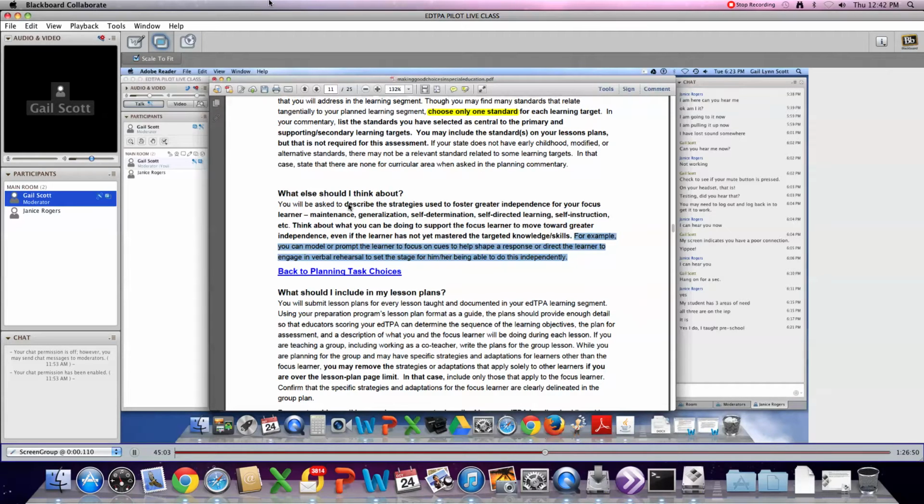You will be asked to describe strategies used to foster greater independence for your focused learner. These words are extremely important. Maintenance, meaning they can remember it and still do the skill 2 weeks, 3 weeks, 2 months, 2 years from now. And generalization, they can do it in different environments. So maintenance and generalization are key concepts in EDTPA.